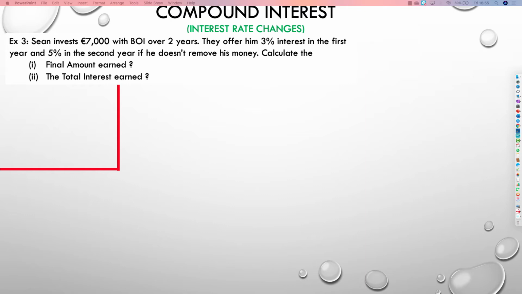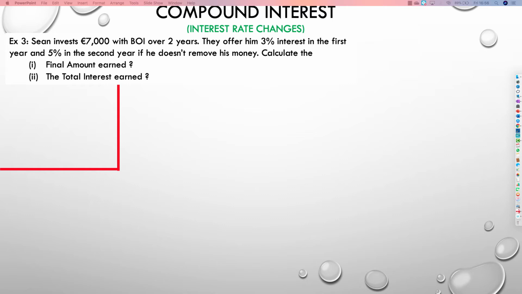This is one of them. For example, Sean invests €7,000 with Bank of Ireland over 2 years. They offer him 3% interest in the first year and 5% interest in the second year if he doesn't remove his money. Calculate the interest. Now, we can't use the formula. Why can't we use the formula? The interest rate changes after the first year.